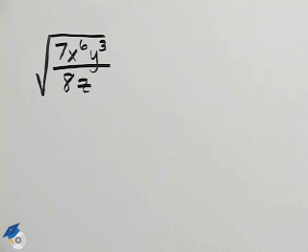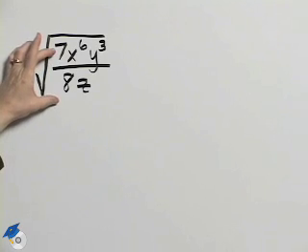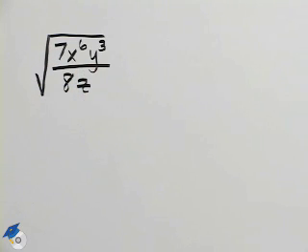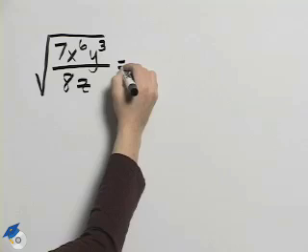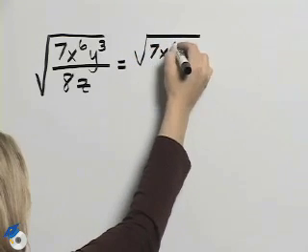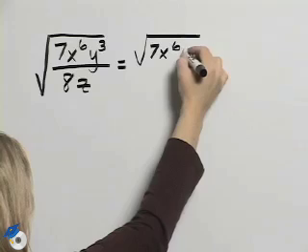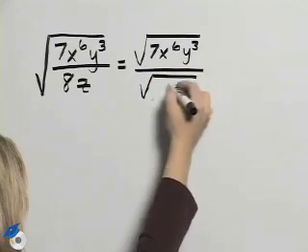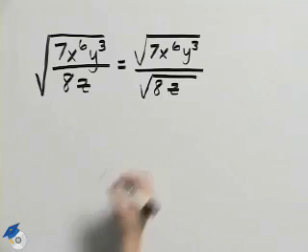To simplify this expression, we'll first look at the fraction and see if there's anything that we can simplify. There are no like terms on the top and the bottom, so the next step will be to use the quotient rule and rewrite this as two separate radicals. So we'll have the square root of 7x to the 6th y cubed over the square root of 8z.